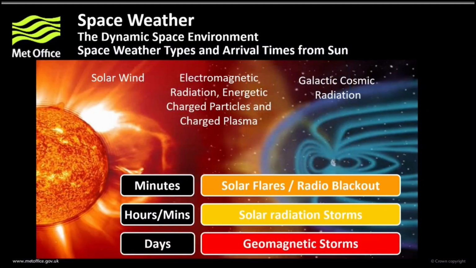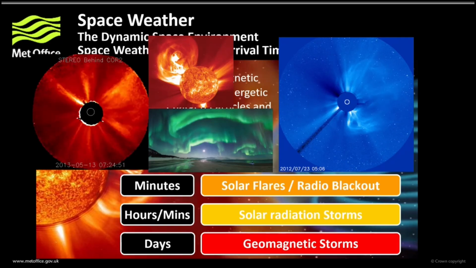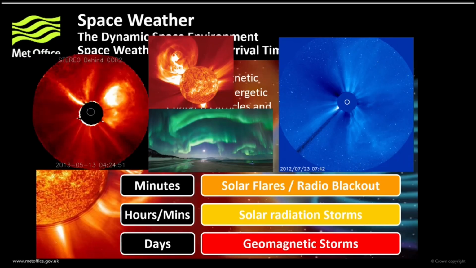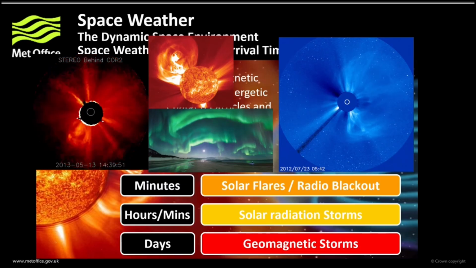And then finally, we've got geomagnetic storms, which are caused by coronal mass ejections from the sun. And these are eruptions of charged plasma, charged matter from the sun. These can occur at the same time as solar flares. So our forecasters will be looking for a solar flare and then looking for the sign of a CME, a coronal mass ejection, following on behind. These are billions of tons of charged particles which will be thrown into space.